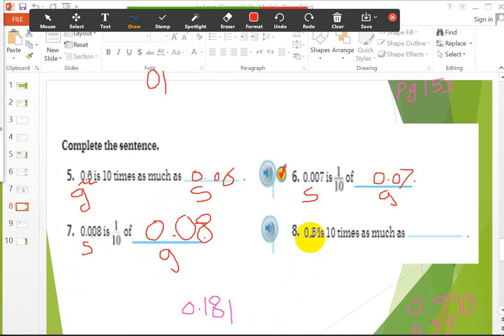Let's do number 8. 0.5. Number 8, the similar idea for number 5. This is the similar point. Okay, Larissa, I read your question. Just 1 minute, we will finish and I will answer you. Okay, 0.5 is 10 times as much as. I think this is about your question, Larissa.